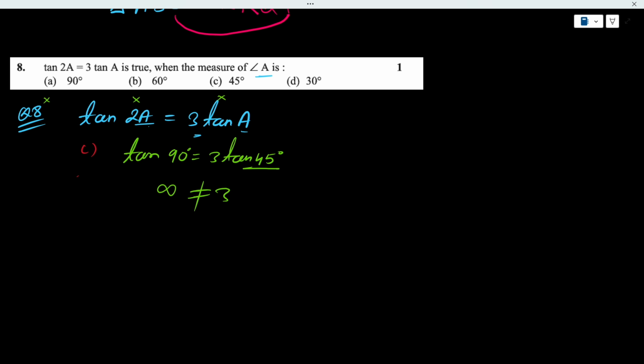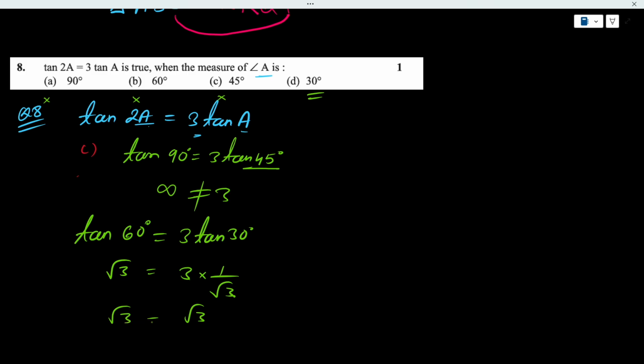So definitely option D is right, but you can cross check whether the values are equal or not when you substitute A as 30. Tan 2 times 30 is tan 60 degrees, equals 3 tan 30 degrees, right? Then tan 60 is root 3 and tan 30 is 1 by root 3. 3 by root 3 is going to be root 3, and root 3 equals root 3. So you can see that when I substitute A as 30 degrees, both the values are equal. So option D is going to be the right option.